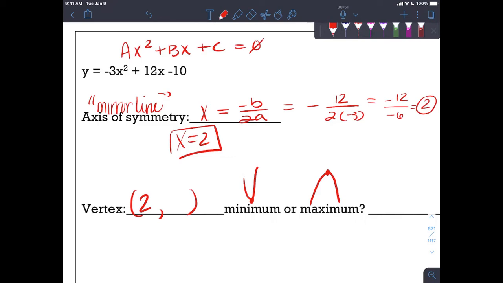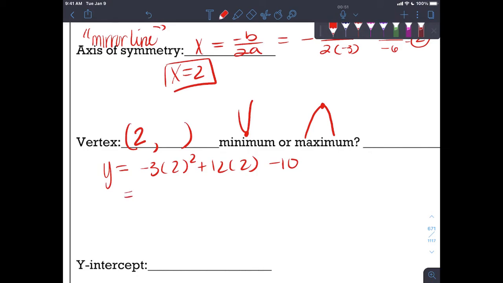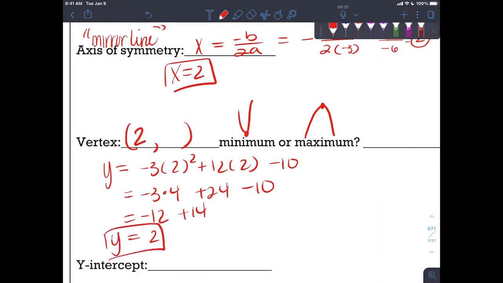Well, we can go ahead and plug this in. I'm going to say y equals negative 3 into 2 squared plus 12 into 2 minus 10. Noticing I'm just plugging in x equals 2 in order to find a y. So now I'm going to start reducing this. I find out that my y value when x is equal to 2 is also 2. So this is a vertex.